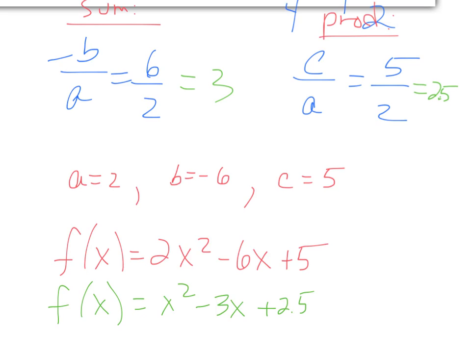Right? If I assume that a is 1, because this is really 3 over 1, that makes a 1. b, as a result, would become negative 3. c is this right here, which is 2.5. So what's the only difference between these two functions? Yeah. This one in red is double the one in green. It doesn't really matter unless the problem specifies and says integer coefficients, which it probably will. Okay? It probably will.